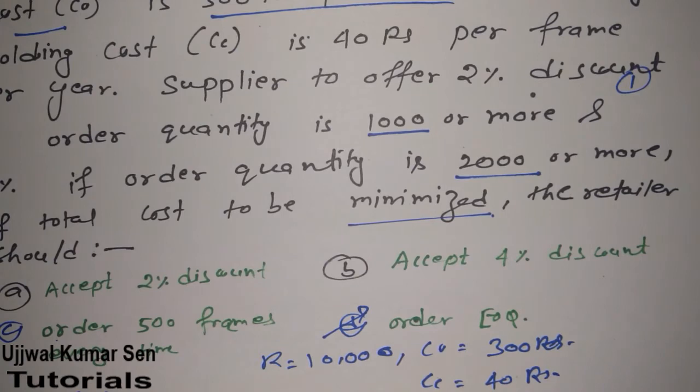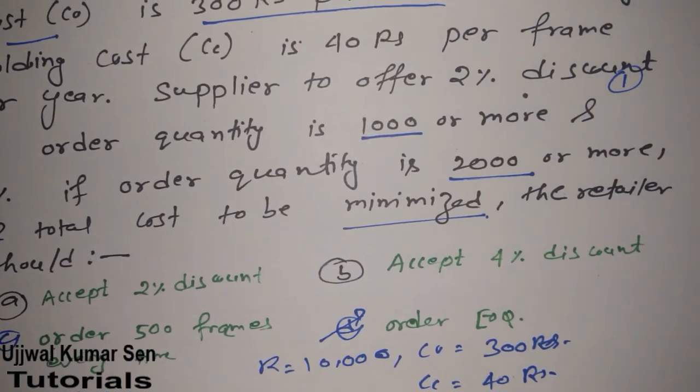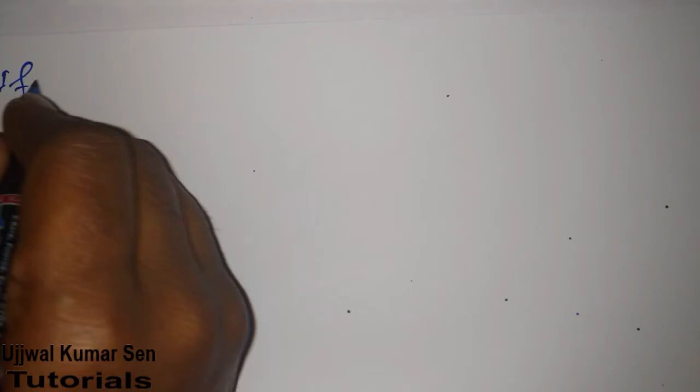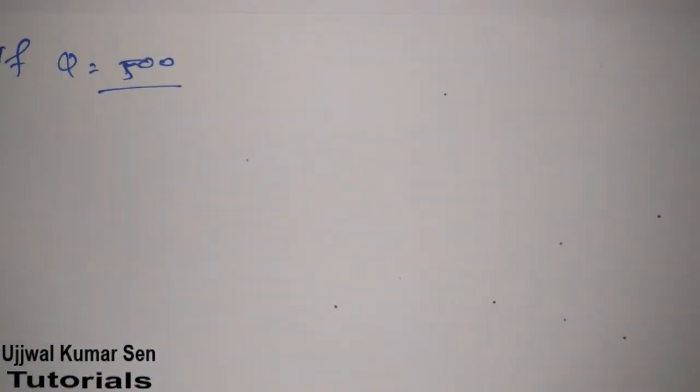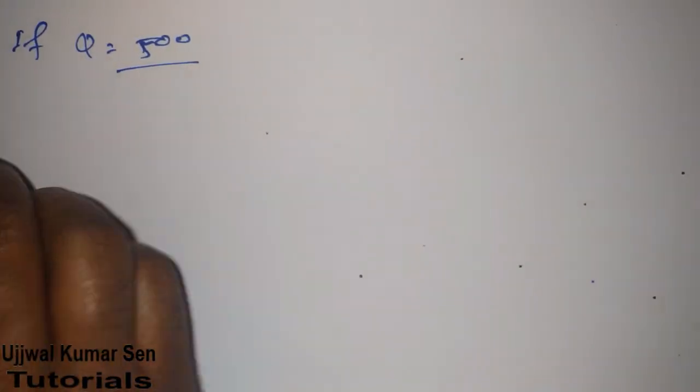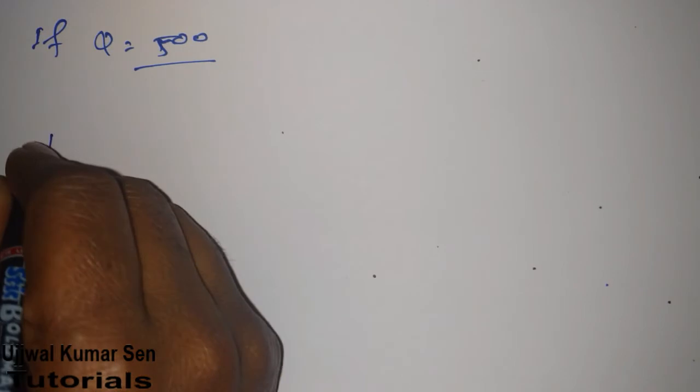Now we have to move to the second option. Let's go for option second. That would be quite interesting, I must say. Option second says: if Q is equal to 500, then how much rupees would be the total cost for this case? So what we have to find out is the total cost.